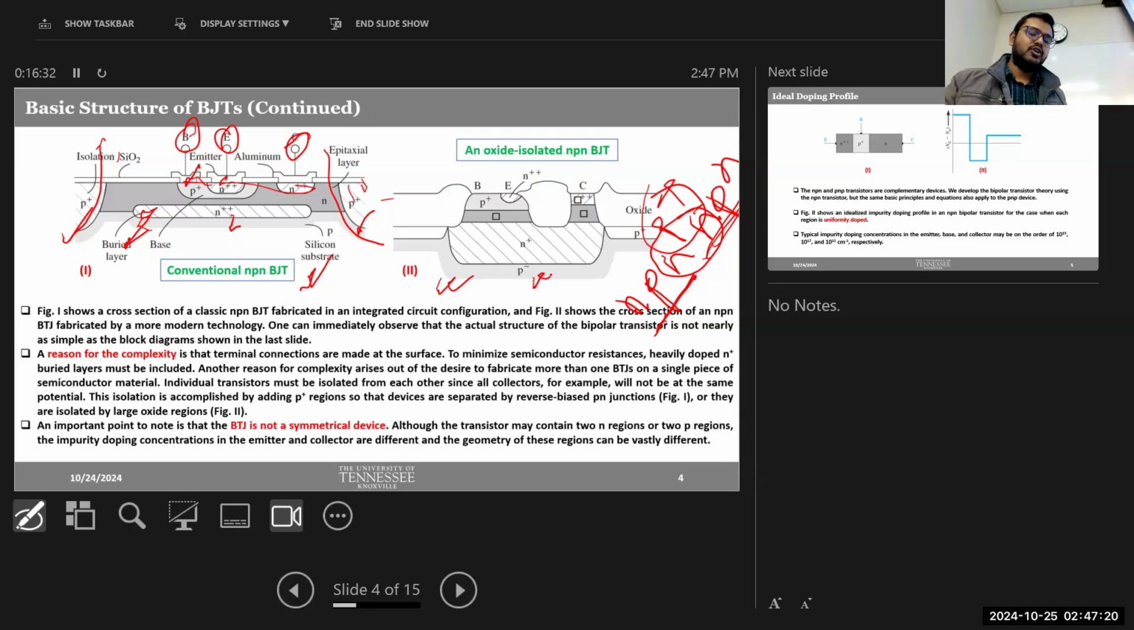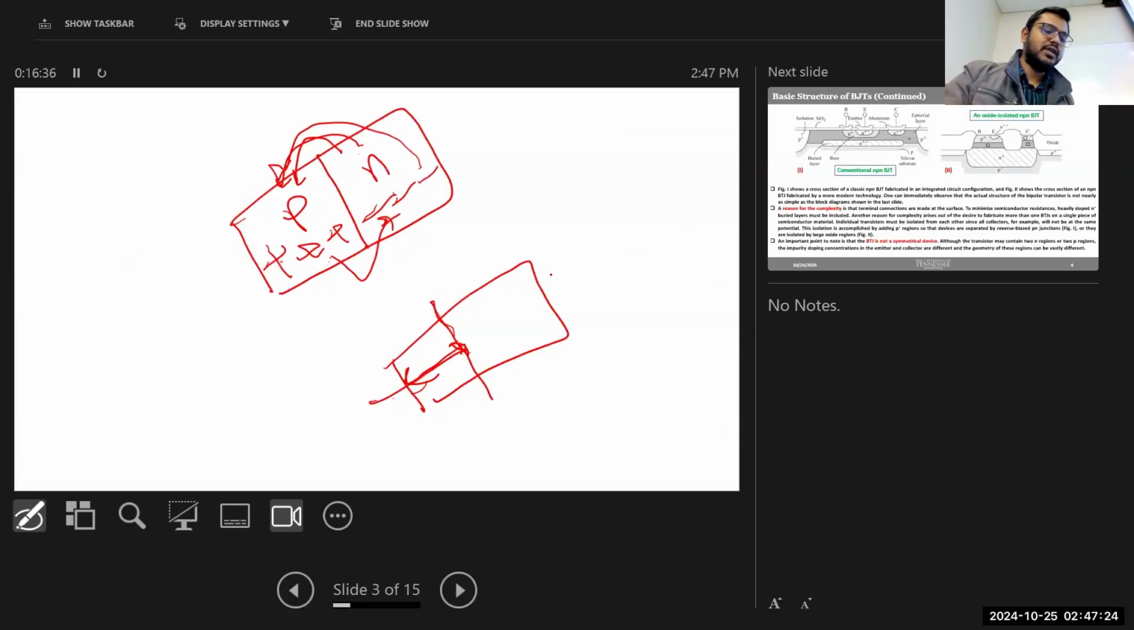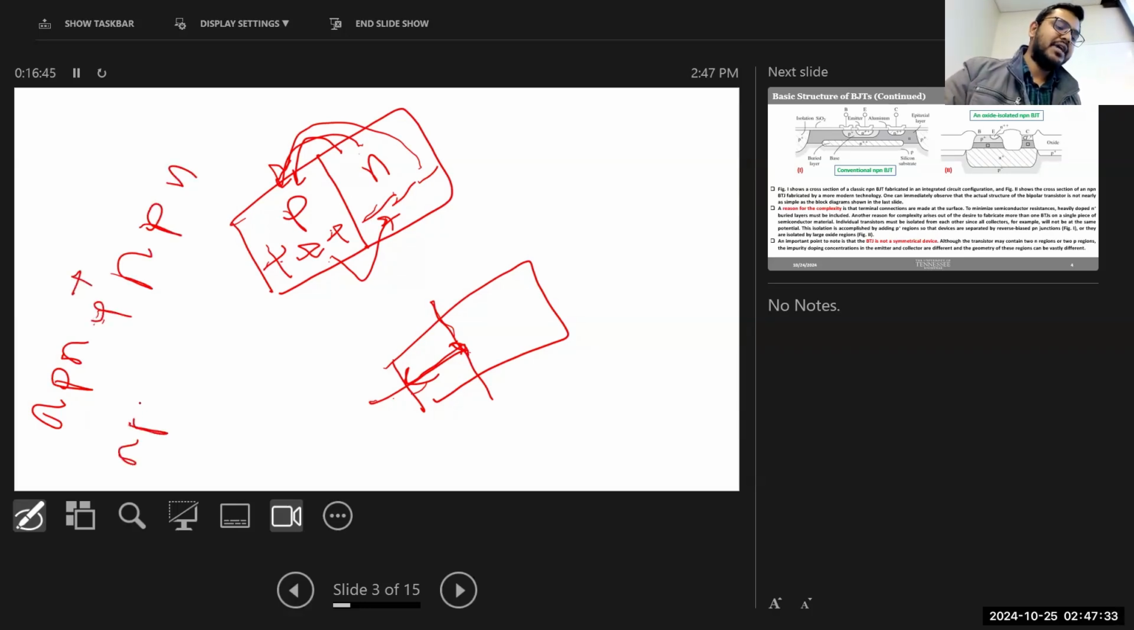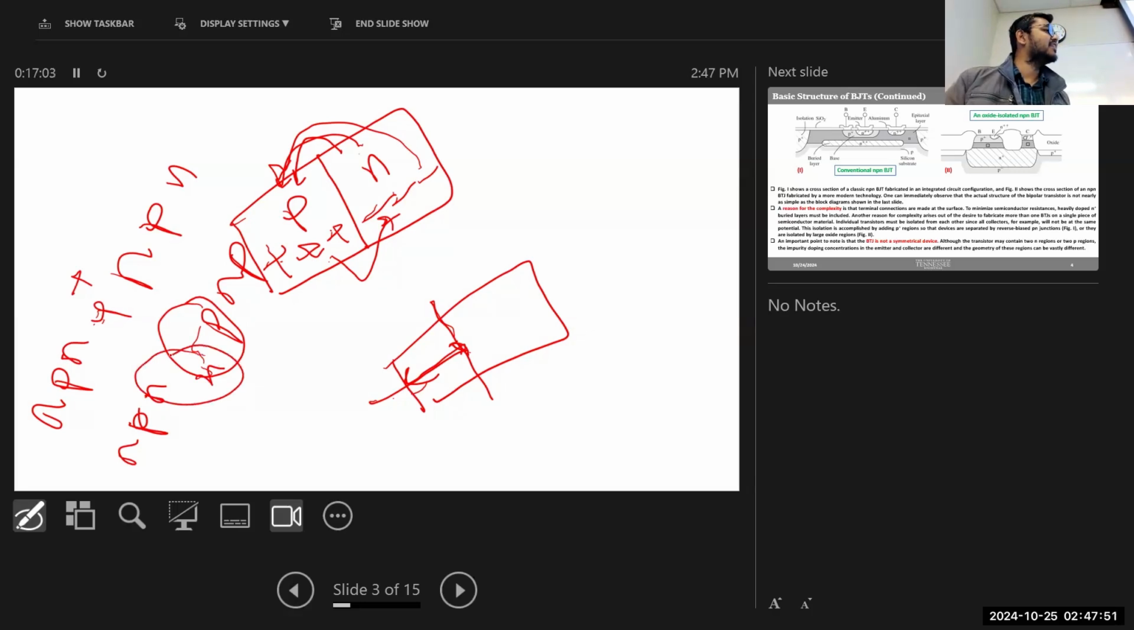This oxide actually solves another challenge. So far we only considered isolating NPN and NPN by using P+. Now if we have one NPN and another PNP, what should we put here to isolate these two transistors? Can you use P+? If you use P+, this P will merge together with this P, right? And if we use N, that N will merge together with this N, right?